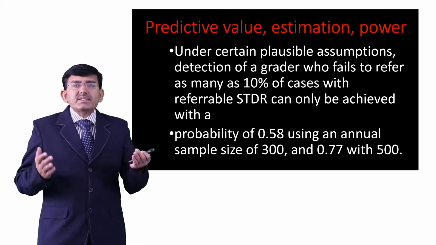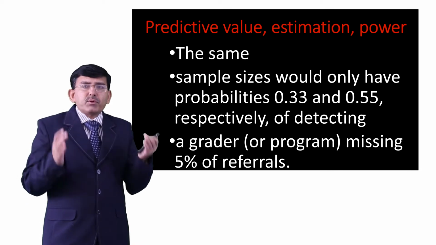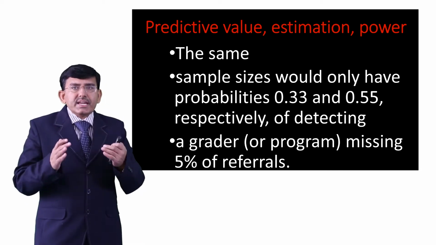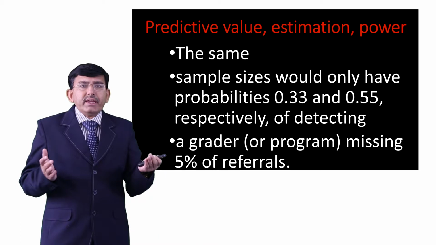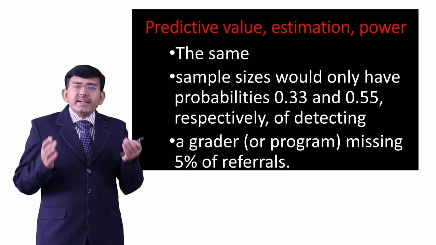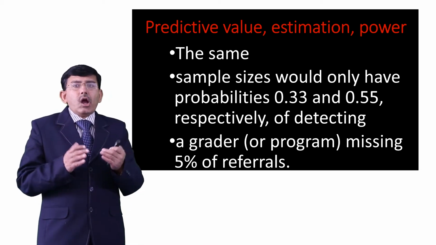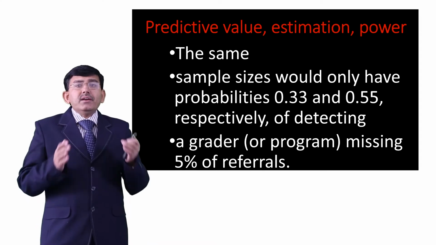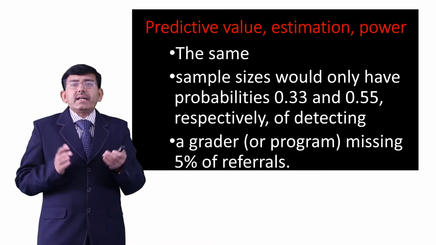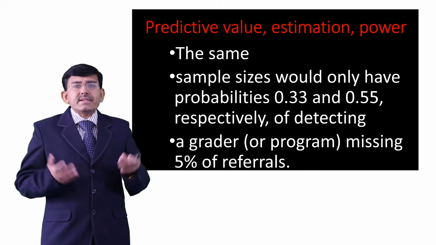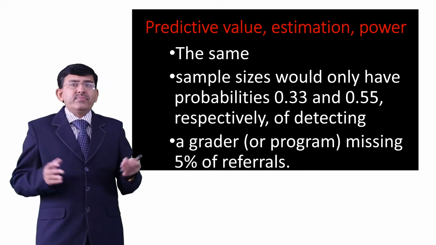The same sample sizes would only have a probability of 0.33 and 0.55 respectively of detecting a grader or a program missing 5% of referrals while doing data collection and grading.